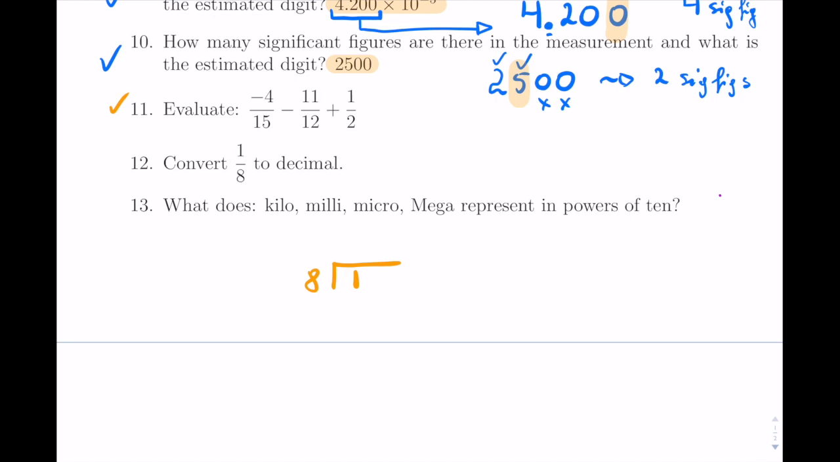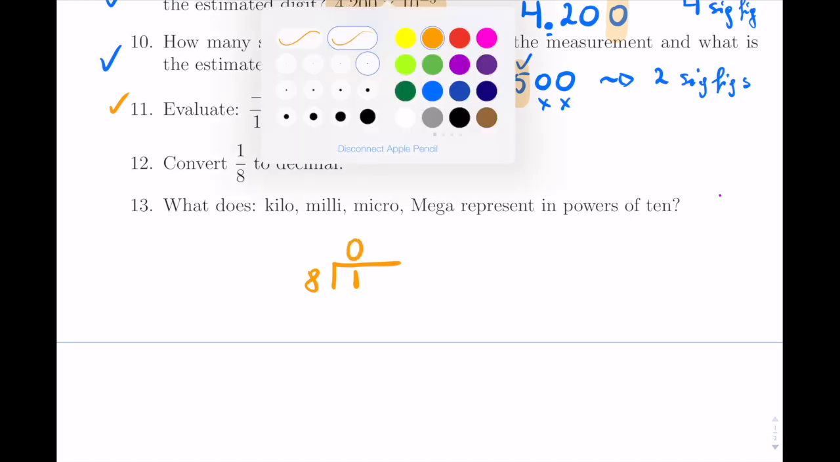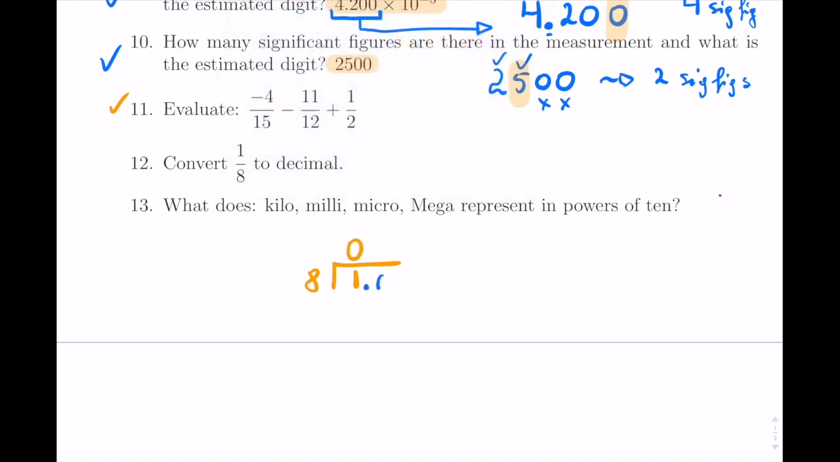Okay, so 8 into 1 does not go. And this is where we have to extend our zeros. 8 into 10 does go once. So 1 times 8 is 8. Subtract. So 10 minus 8 is 2. Okay. Now because we want a decimal, I have to keep going until I finish this. Okay, so I put in another 0.